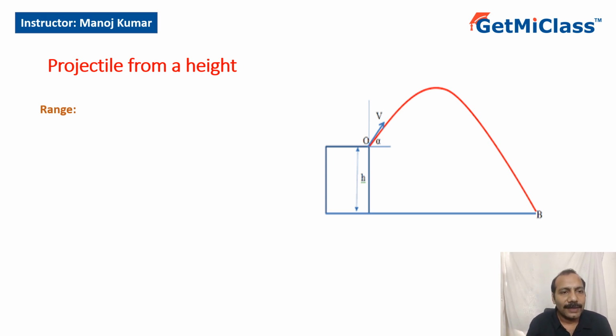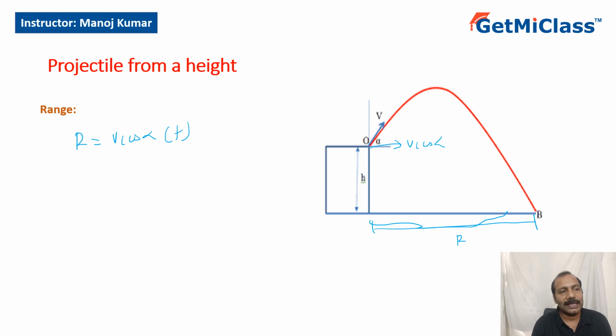Next, let's try to find out range. So range is always found in the same way. Because horizontal velocity is constant, this is range. In fact, it is from this point to this point. This whole is range. Now we know horizontal velocity is constant, so once I found time of flight, range is simply horizontal velocity into time of flight. The time of flight is something that we have found in the previous one.